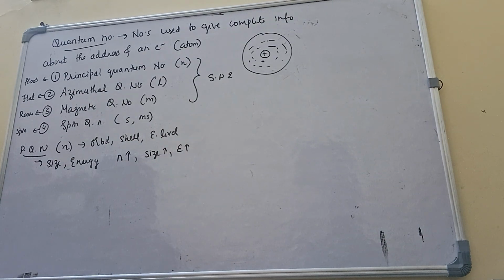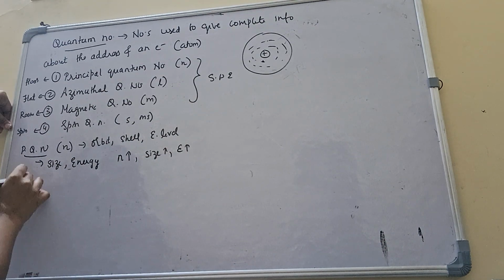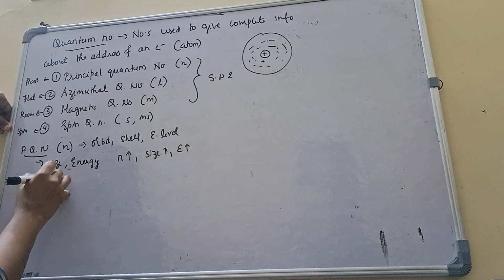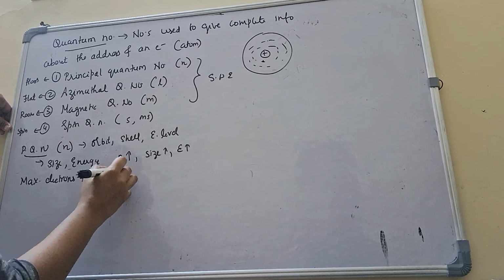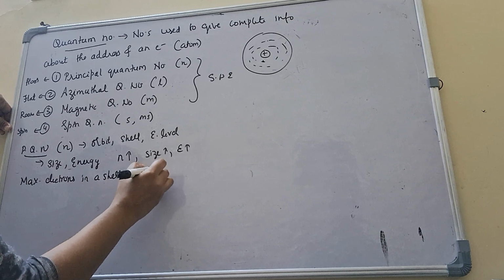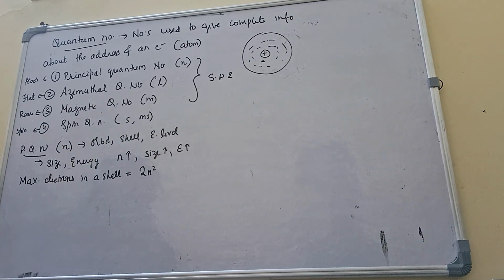I just mentioned this. And what is the maximum number of electrons? This is something you already studied. The maximum number of electrons in a shell is going to be 2n square. Let us also understand how we got this. Only after we understand these three numbers will you be able to understand why it is 2n square.